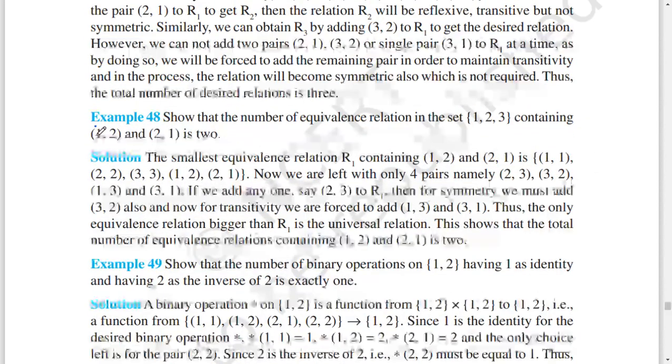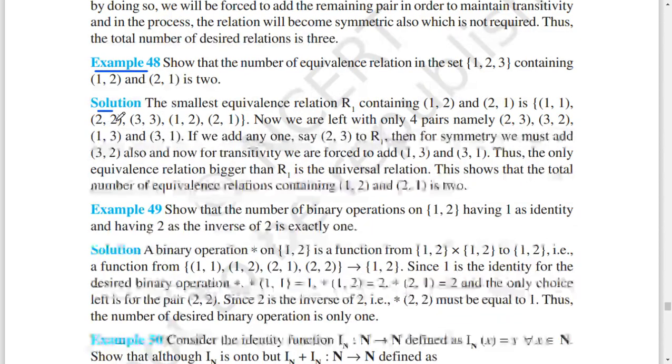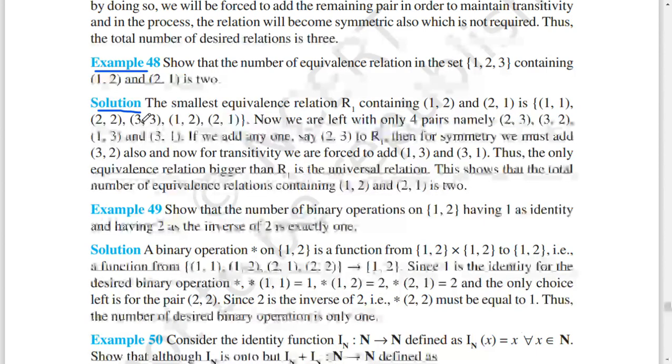Example 48. Show that the number of equivalence relations in the set {1, 2, 3} containing (1, 2) and (2, 1) is 2. Solution. The smallest equivalence relation R1 containing (1, 2) and (2, 1) is {(1, 1), (2, 2), (3, 3), (1, 2), (2, 1)}. Now we are left with only 4 pairs, namely (2, 3), (3, 2), (1, 3) and (3, 1). If we add any one, say (2, 3), to R1, then for symmetry we must add (3, 2) also, and now for transitivity we are forced to add (1, 3) and (3, 1). Thus the only equivalence relation bigger than R1 is the universal relation. This shows that the total number of equivalence relations containing (1, 2) and (2, 1) is 2.